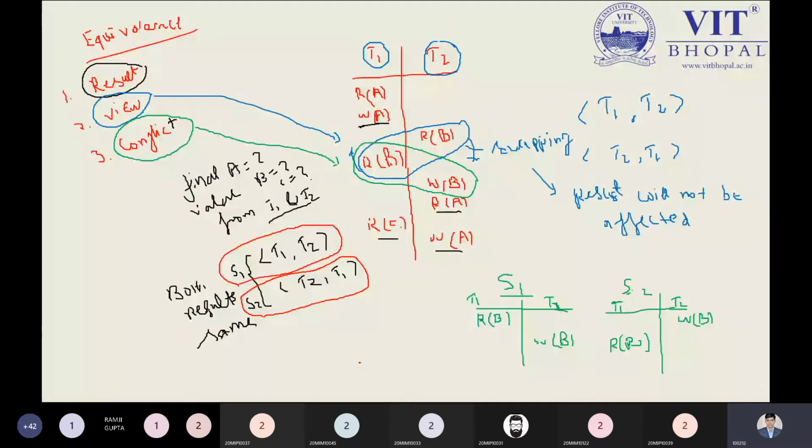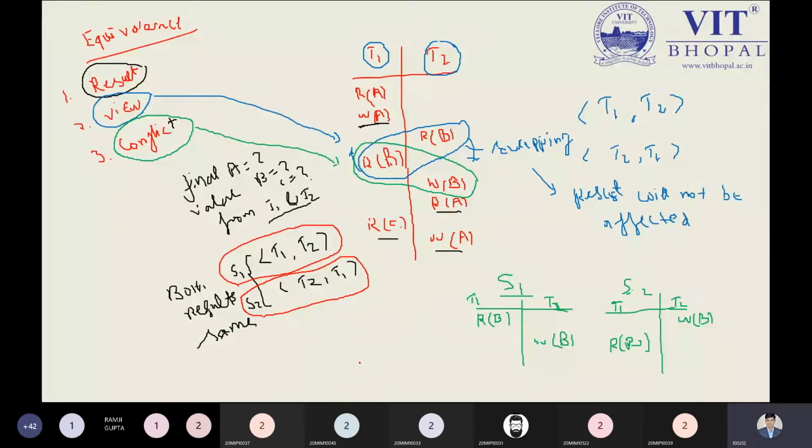Both transactions just want to read the information. So if it is possible, if I'm doing T1 and T2 or T2 and T1, the result will not be affected. If I'm choosing the RB on the upside from T1 and moving the RB read operation from transaction T2 downside, you will find the result is not affected. We are getting the same result as before, so we have the view equivalence.